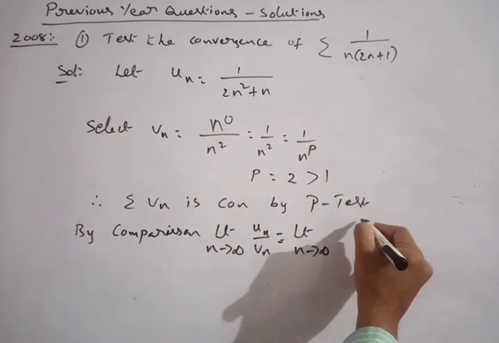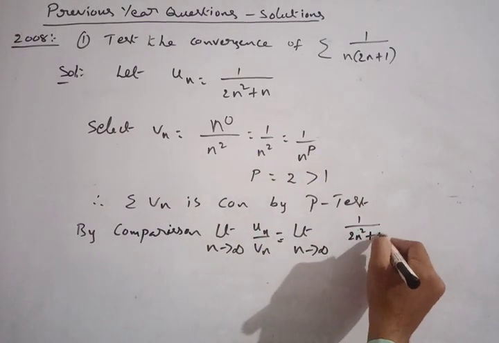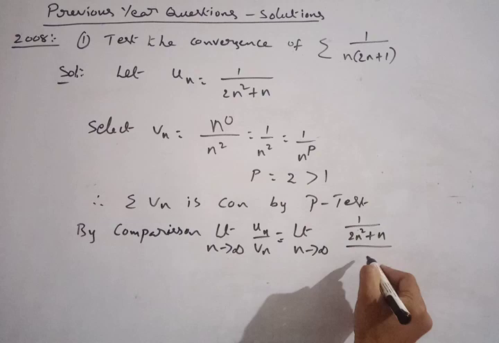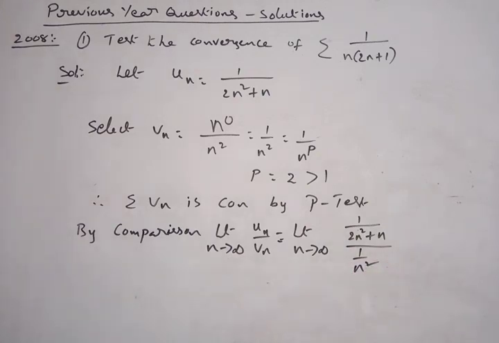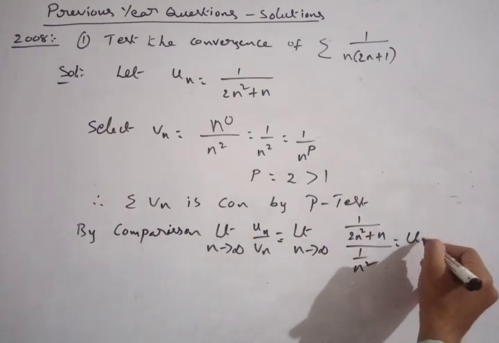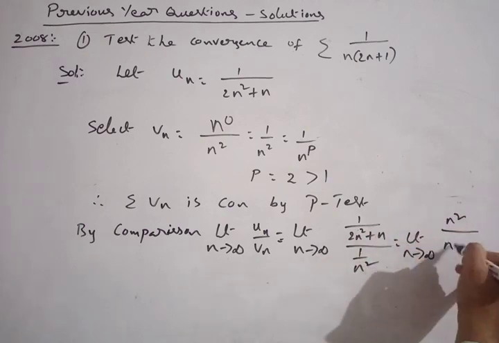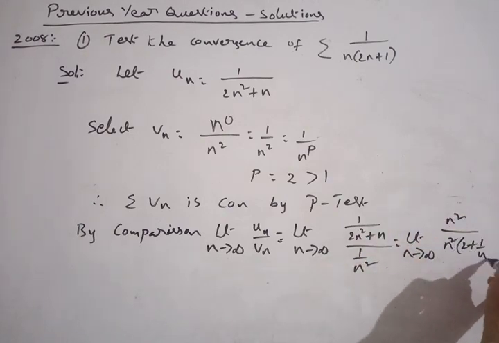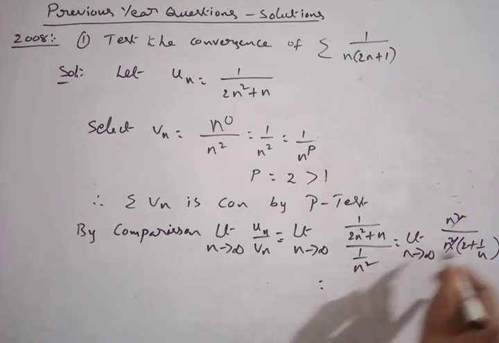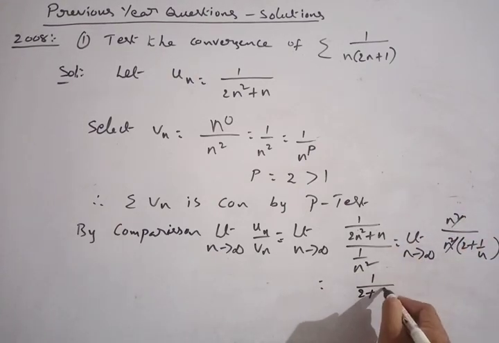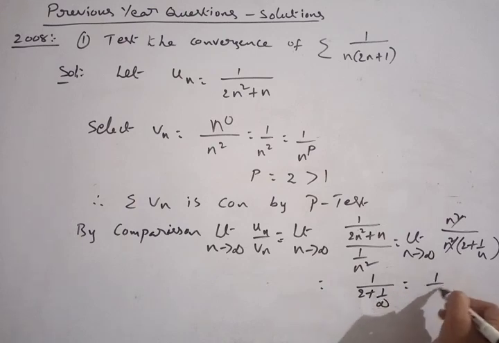What is my un value? 1 by 2n square plus n. What is my Vn value? 1 by n square, correct? So this n square will go to the numerator: limit n tends to infinity n square, and here take out n square common, 2 plus 1 by n. Now if you apply infinity, 1 by (2 plus 1 by infinity), anything by infinity is 0, so it is 1 by 2, which is not equal to 0.